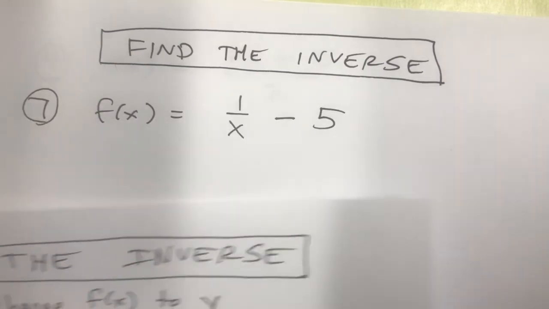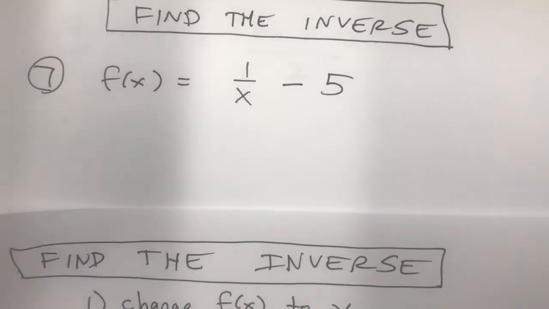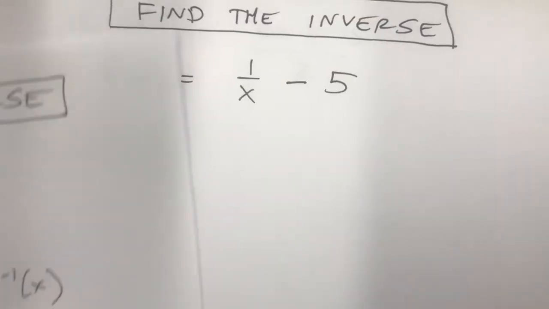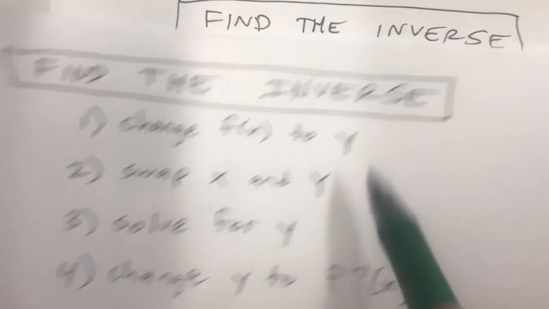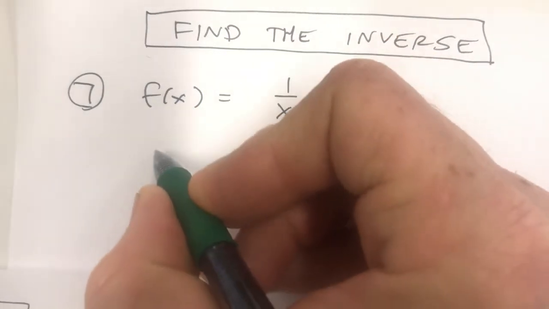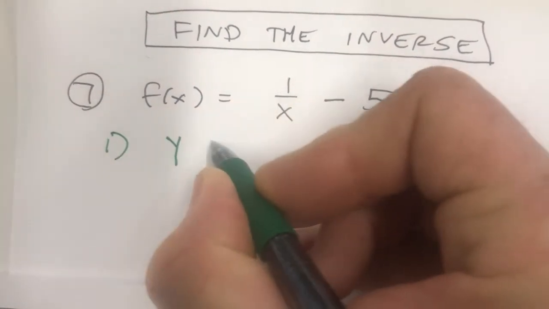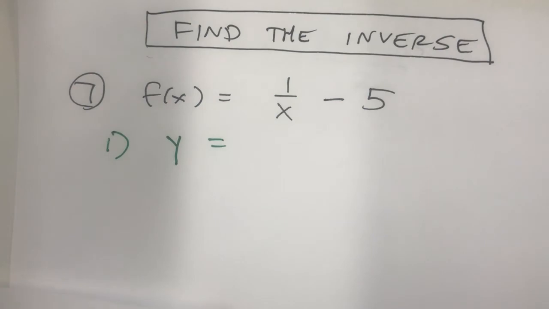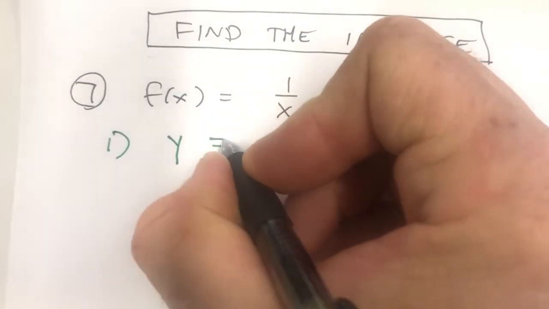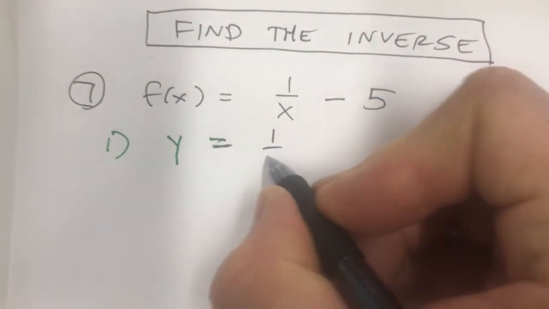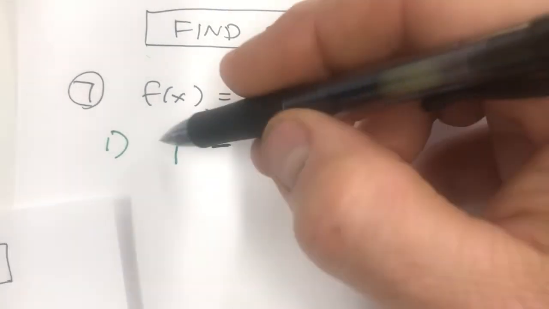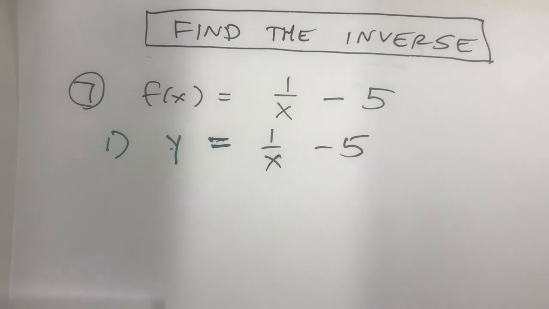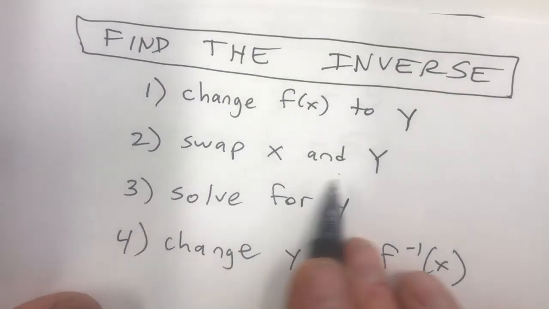So let's go to this first one here. All right, the first step is change f of x to y. So here's f of x. Step 1, I'm going to change that to y. I'll just do each step in green. So there's the first step. I changed this to y. Now step 2, I swap x and y.